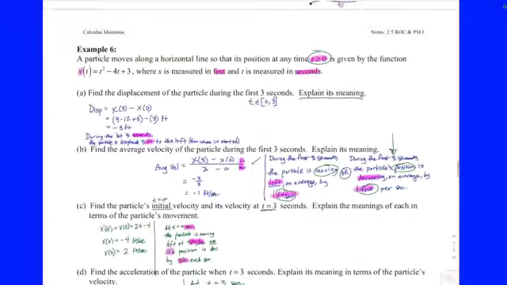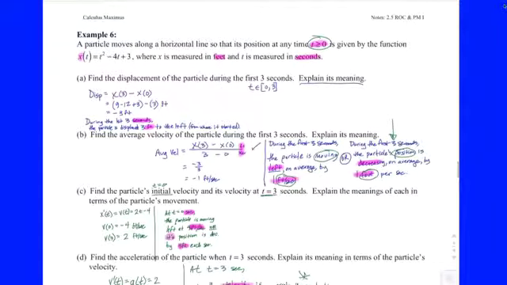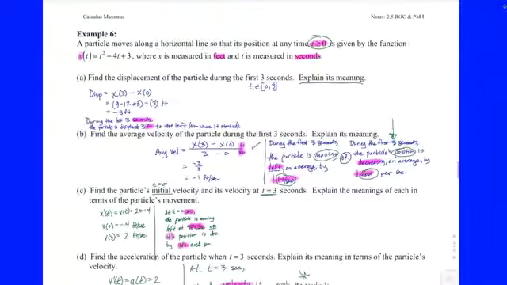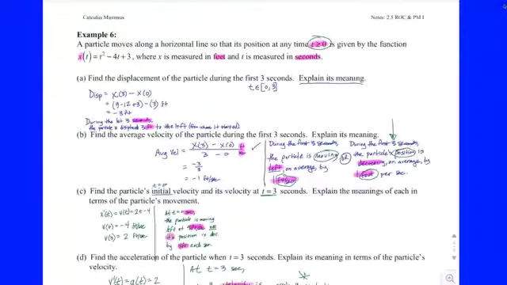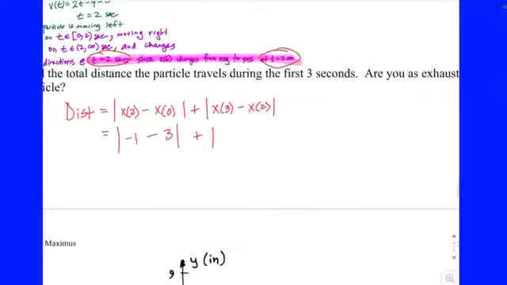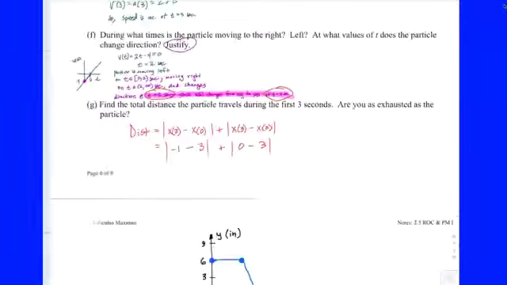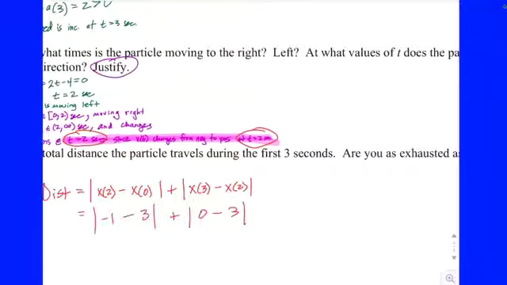Plus x of 3, we still have that from up above. We never calculated that. That was 0, right? Yeah, it is 0. Okay, cool. That's 0. And then minus x of 2 is still 3. No, it's negative 3. It's negative 1.